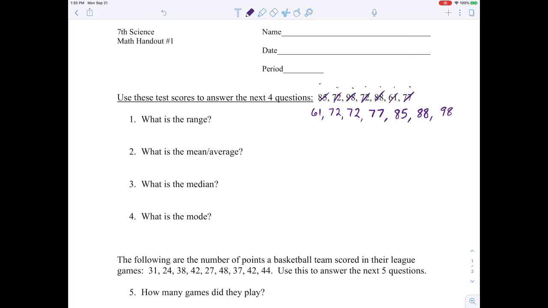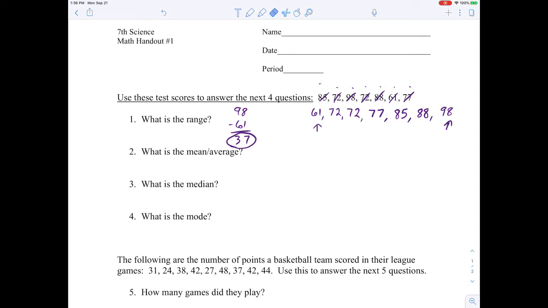All right, so what is the range? Well, we said range is the difference between the highest number and the lowest number. So real easy, because I already put them in order. I'm going to take the highest number, which is the 98, subtract the lowest number, which is 61, 98 minus 61. 8 minus 1 is 7, 9 minus 6 is 3, 37. Bingo, there we go. We're already done with that one.